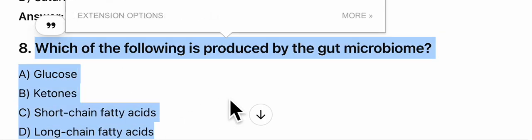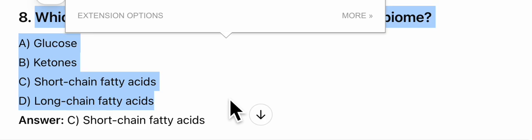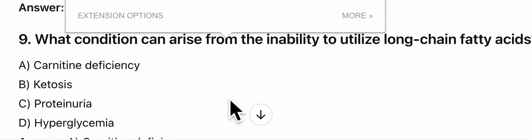Which of the following is produced by the gut microbiome? A. Glucose. B. Ketones. C. Short-chain fatty acids. D. Long-chain fatty acids.